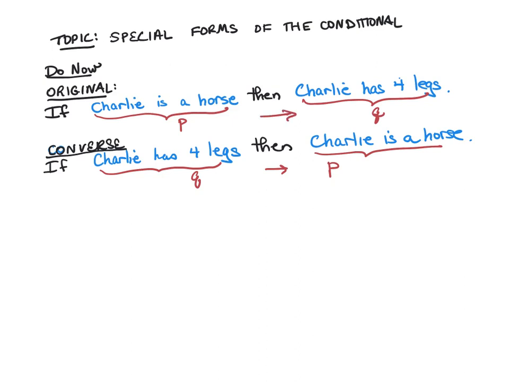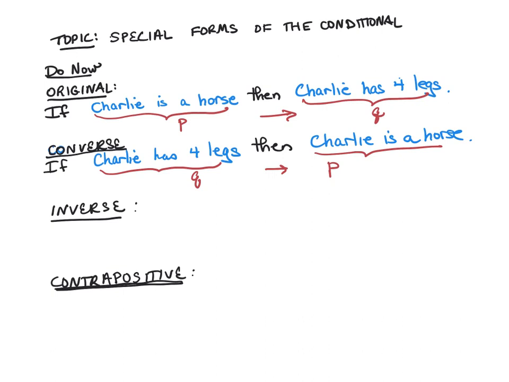All right. Now, the next two conditionals are formed by negating pieces of the original conditional. The first one is called the inverse. And the next one is called the contrapositive, which we consider the most important here in mathematics, especially when it comes to proofs. So the inverse is formed by taking the original conditional and negating the consequent and antecedent.